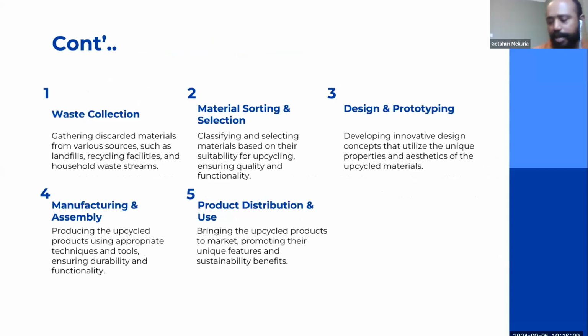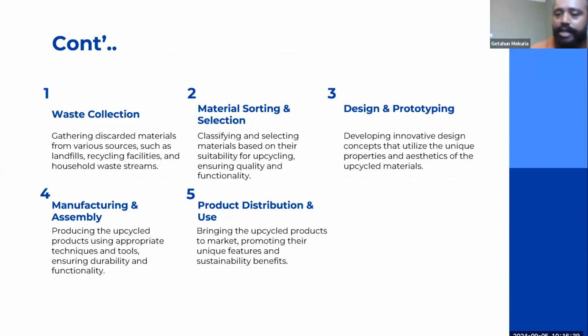So there are steps that we should follow during the upcycling process. The first will be collecting or gathering discarded materials from various sources such as landfills, recycling facilities, and household waste streams. The second step will be material sorting and selection. We have to classify and select the materials based on their suitability for the upcycling process, ensuring their quality and functionality.